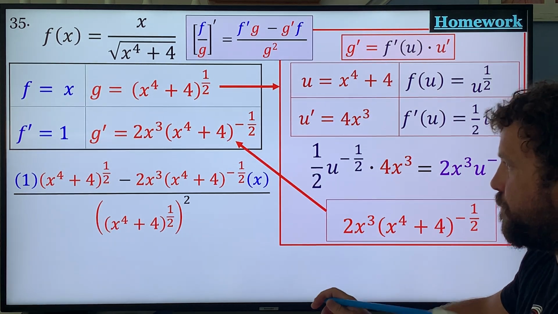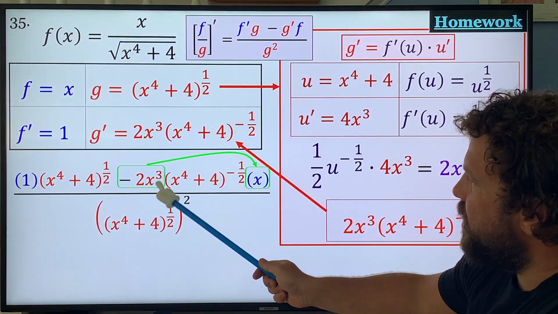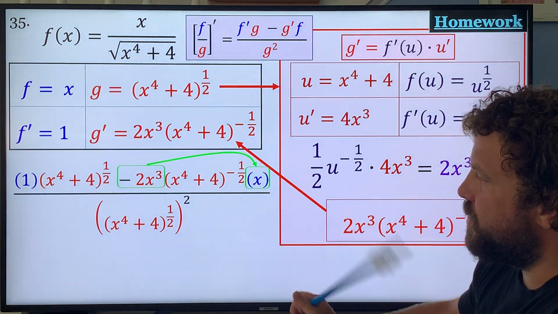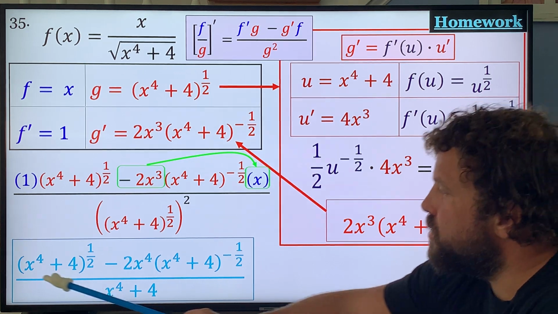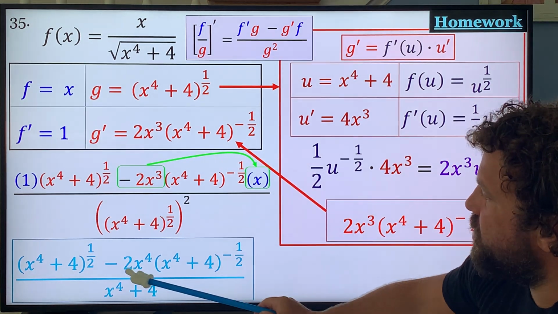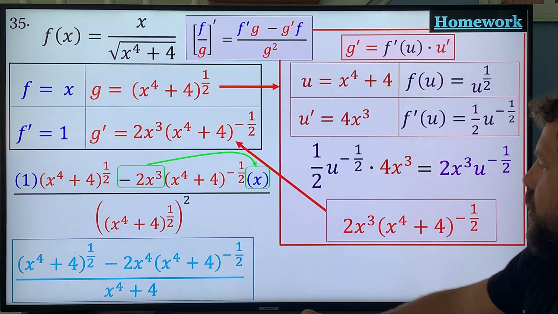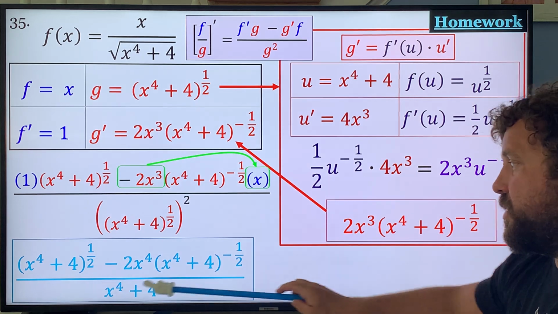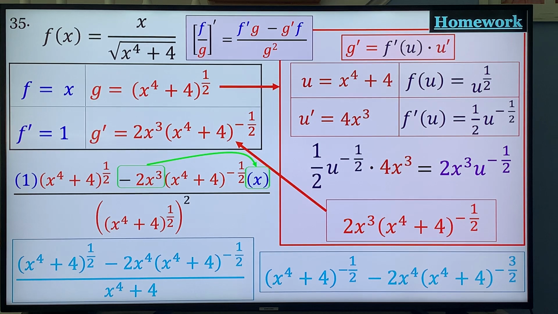to the 1/2 squared. Now, 1 times this, that stays the same. Negative 2x cubed times x is negative 2x to the fourth. And when you raise a half to the second power, it just becomes the first power. So x to the fourth plus 4 to the 1/2 minus 2x to the fourth, x to the fourth plus 4 to the 1/2, all over x to the fourth plus 4. And as I said before, if you want to divide both of these by the bottom, you can. This becomes a negative 1/2, and this becomes a negative 3/2. Is one answer better than the other? Of course not. It's always good for you guys to choose what you want to choose. All right?